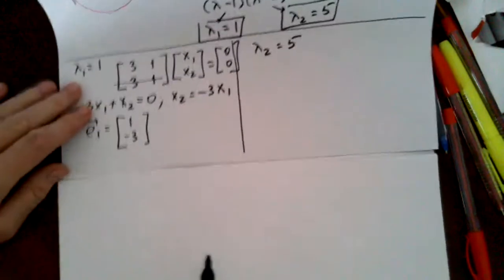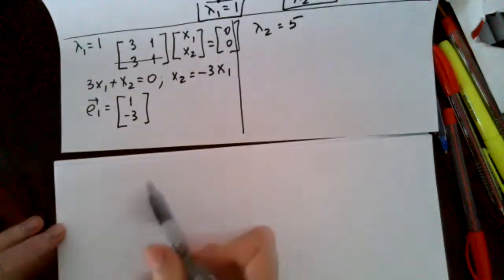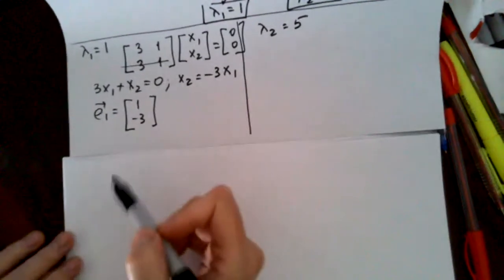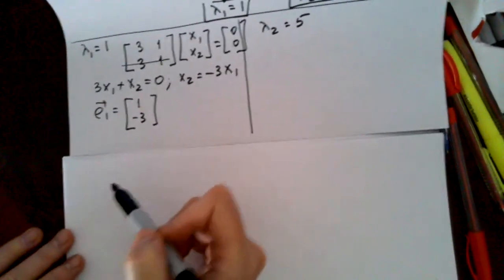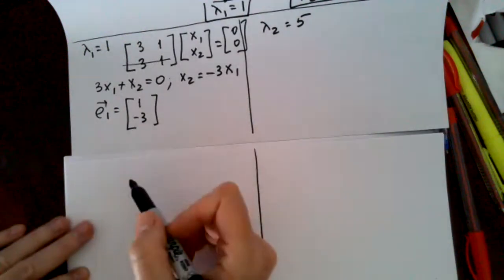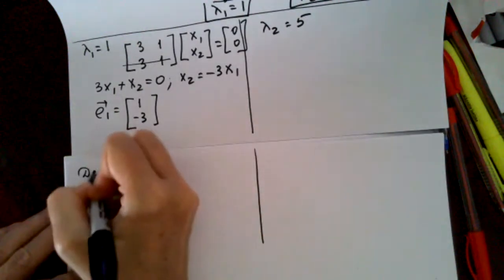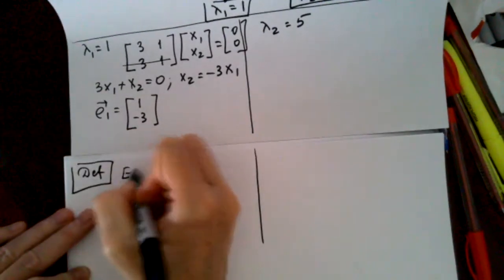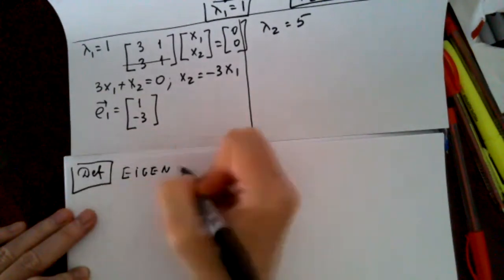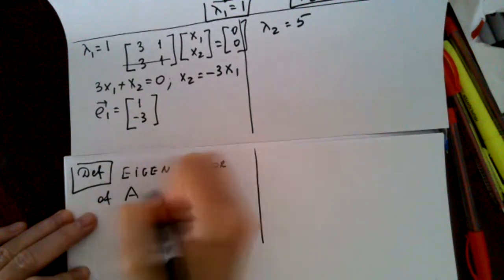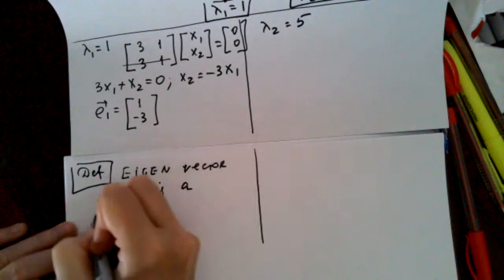So how to check this result? It's actually my habit to always check my results, so I'm going to reveal this now. You need to recall the definition of eigenvectors. What is an eigenvector? Let's recall it. Definition: an eigenvector of matrix A is a non-zero vector.